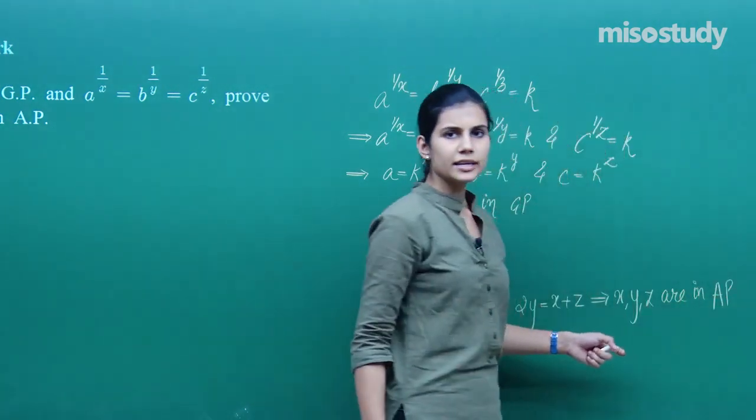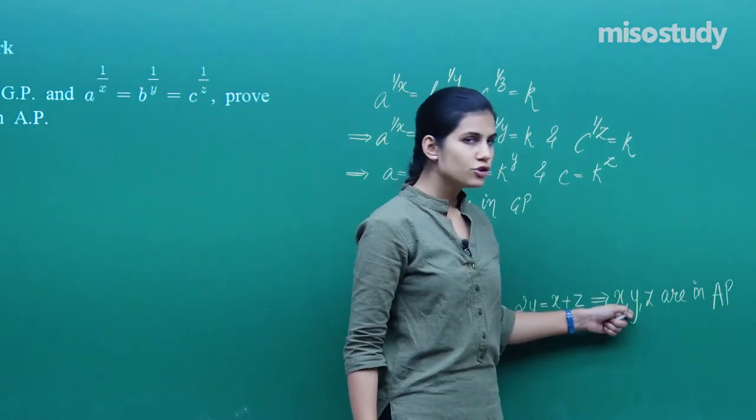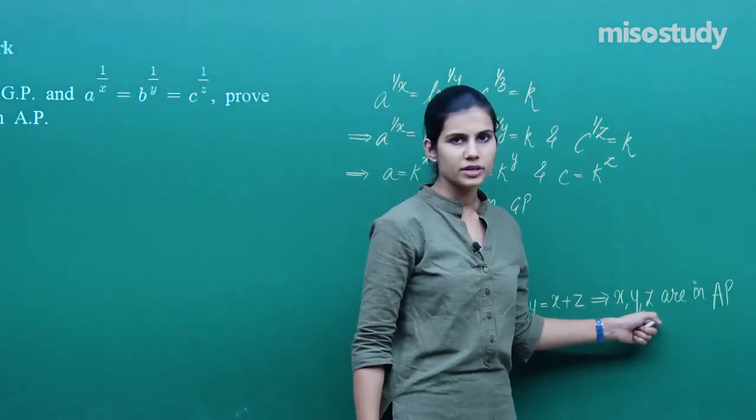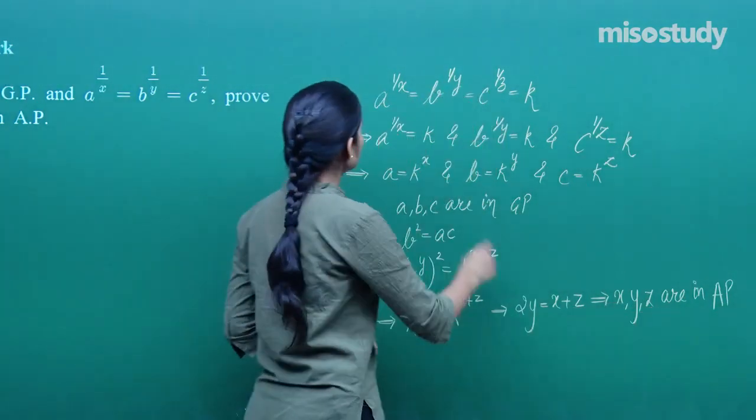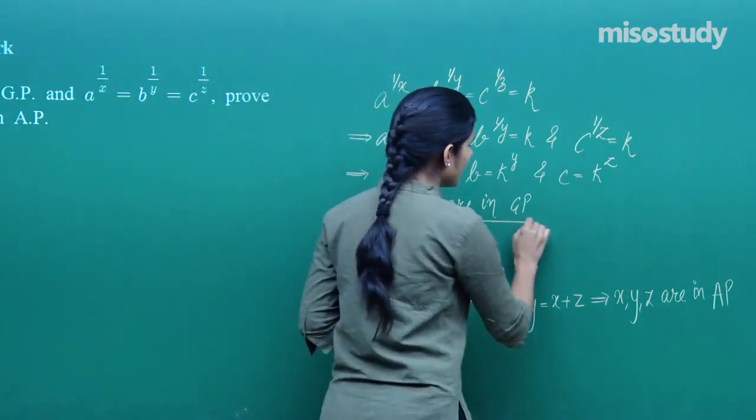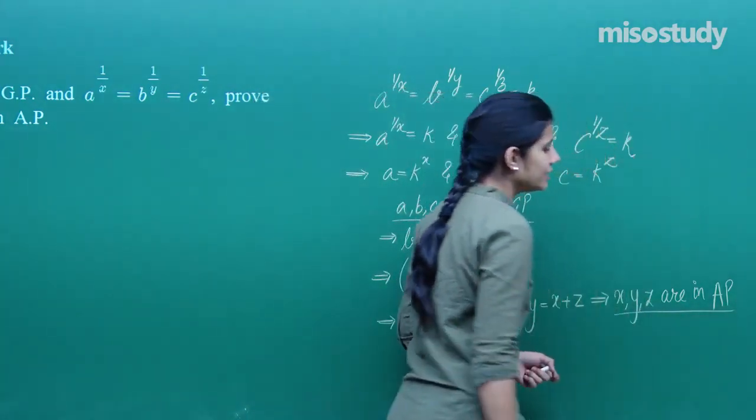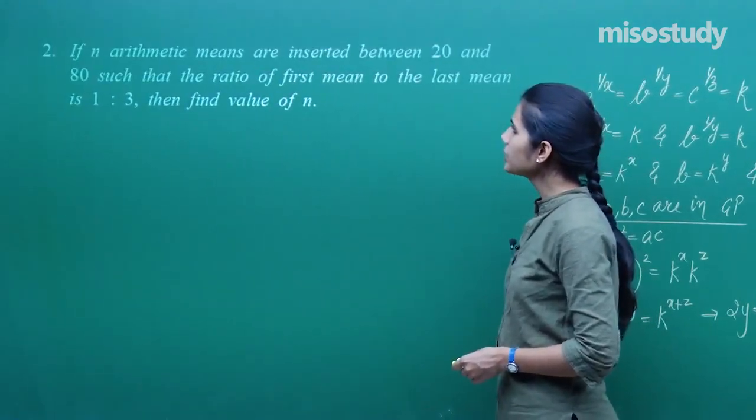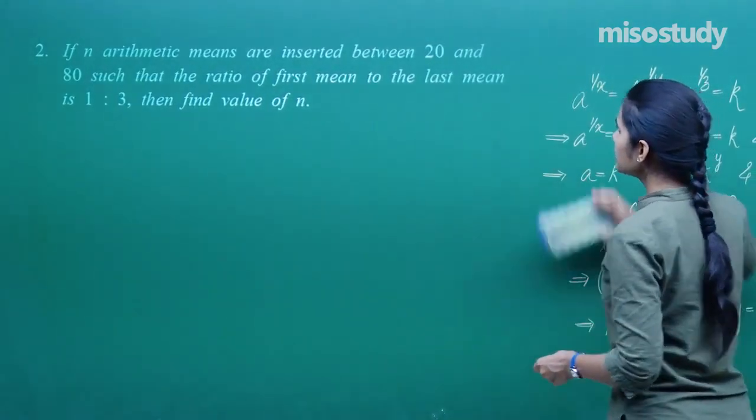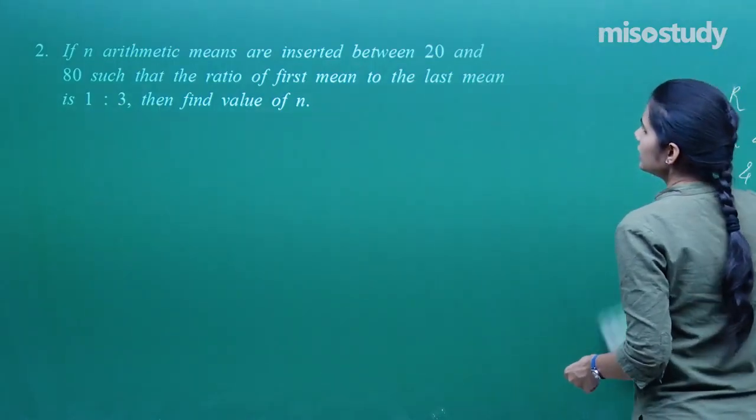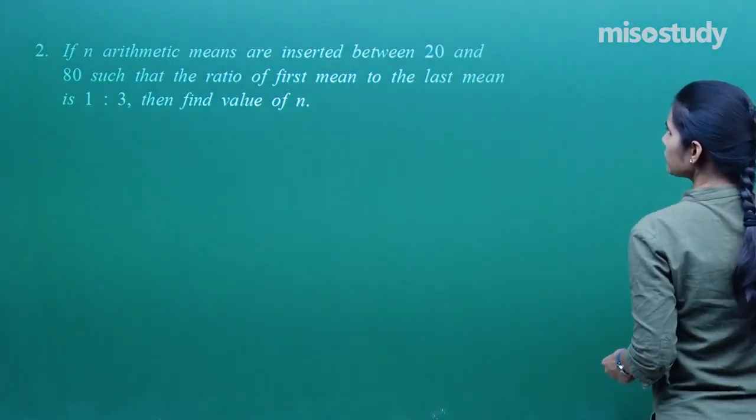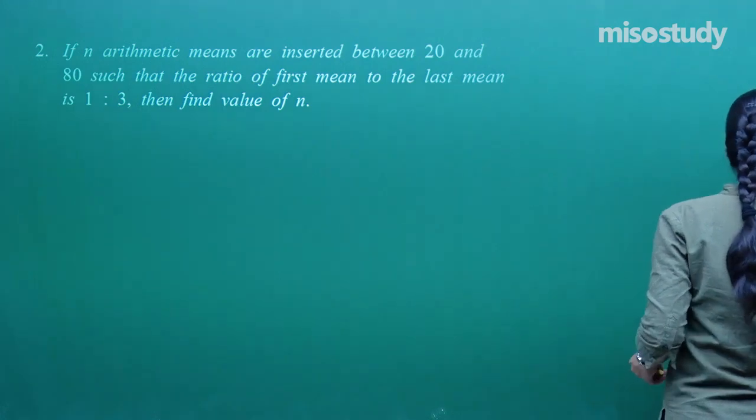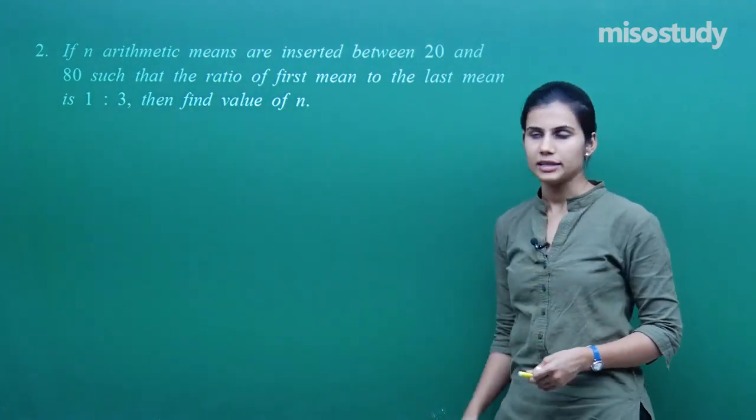Because three quantities are in AP if and only if twice the middle term is equal to the sum of the first and the third term. So a, b, c were given in GP and that implied x, y, z are in AP. Clear? Moving to the next question: if n arithmetic means are inserted between 20 and 80 such that the ratio of the first mean to the last mean is 1:3, then find the value of n.